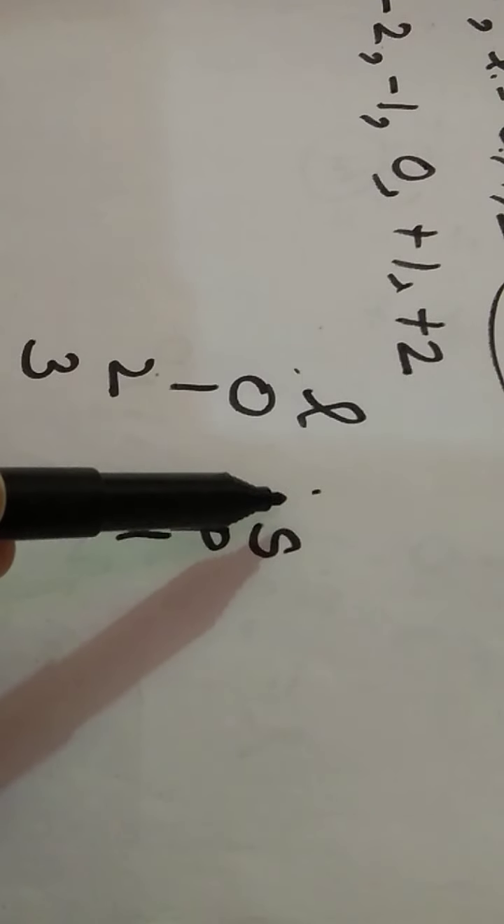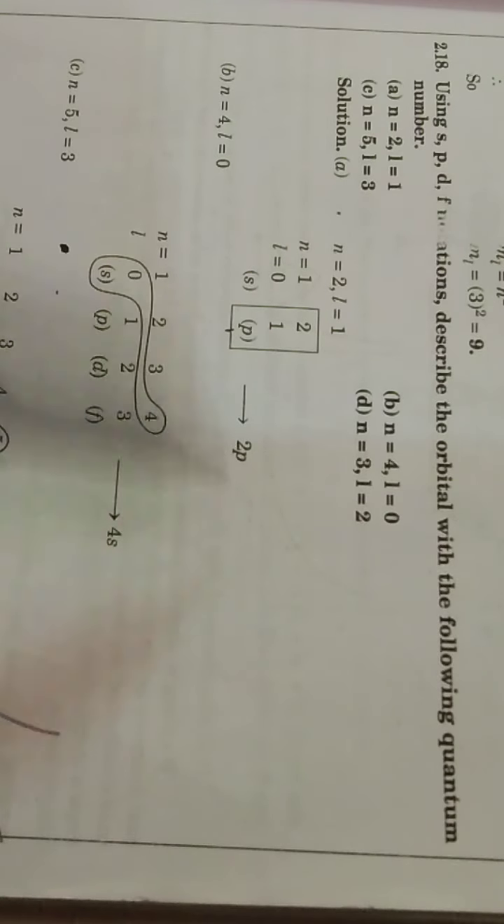Whatever n is, we put it in front of these. Suppose n is 1, so it will be 1s. If n is 2, then it will be 2s. Okay children, so this you remember. Here n is equal to 2 and L is equal to 1. L is equal to 1 is for P and n is given 2, so it will be 2P. Okay children, it will be 2P.